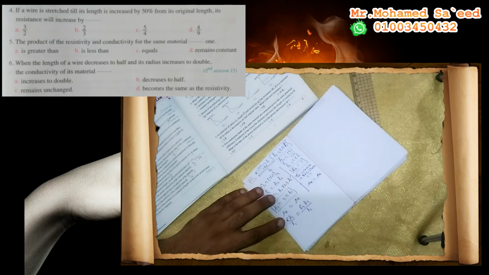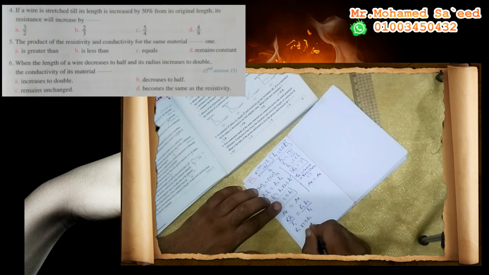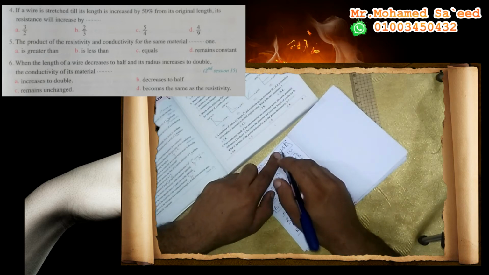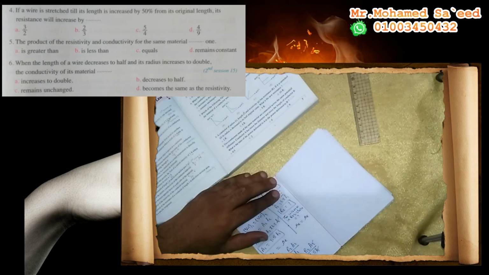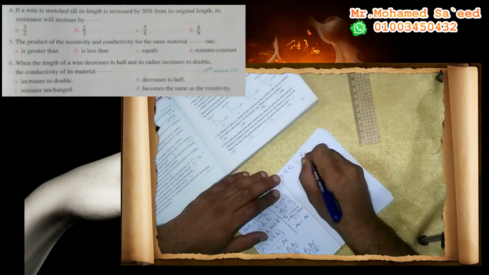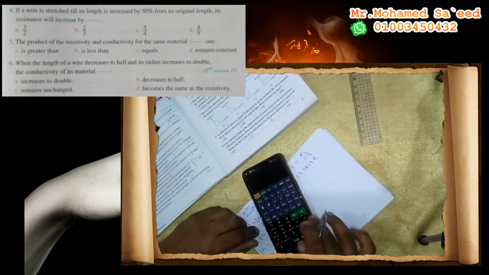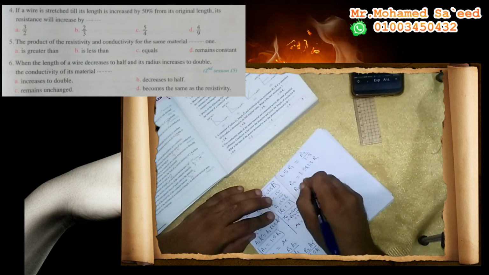In this case, R1 times A1, we replace A1 by 1.5 A2, so R1 times 1.5 A2 over L1 equals R2 A2 over L2, replace L2 by 1.5 L1. L1 cancels with L1, A2 cancels with A2, so 1.5 R1 equals R2 over 1.5. So R2 equals 1.5 times 1.5 R1. 1.5 times 1.5 equals 9 over 4. So R2 equals 9 over 4 R1.